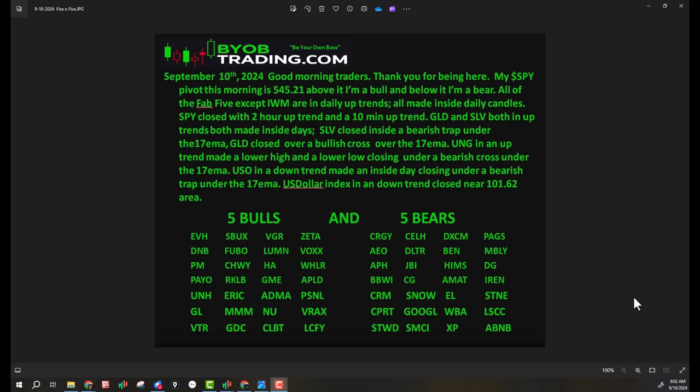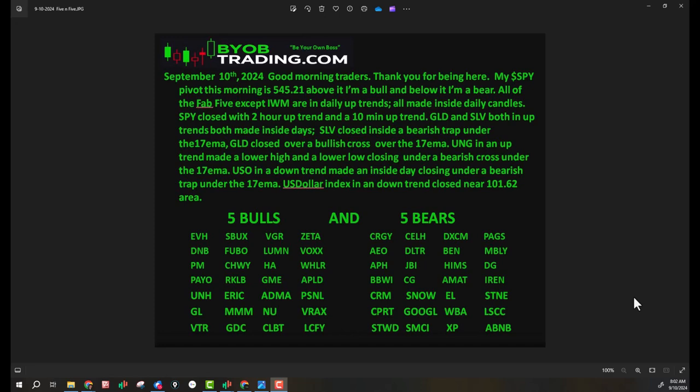Gold and silver both in uptrends, both made inside days also. Silver closed inside a bearish trap under the 17 EMA. Gold closed over a bullish cross over the 17 EMA. UNG still in the uptrend, made a lower high and a lower low, closing under a bearish cross and under the 17 EMA. USO in its new downtrend, made another inside day, closing underneath the bearish trap underneath the 17 EMA.